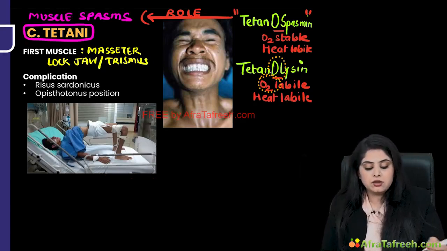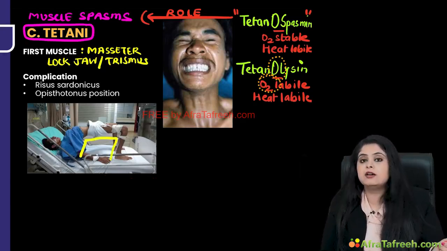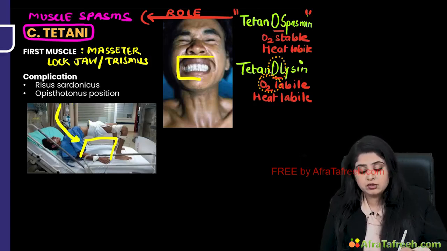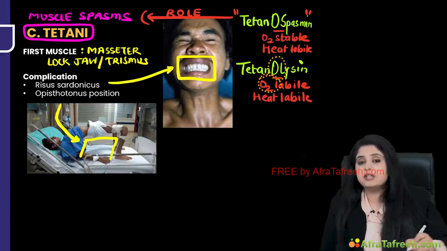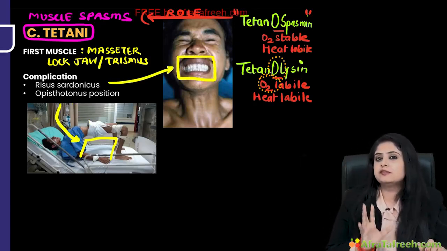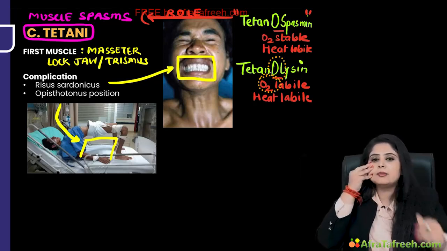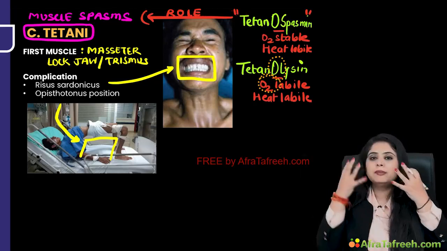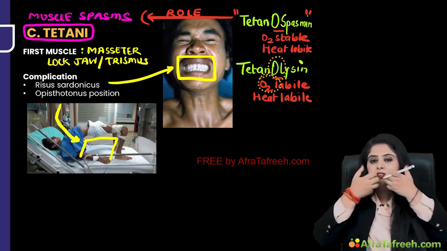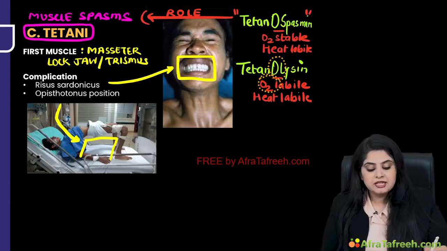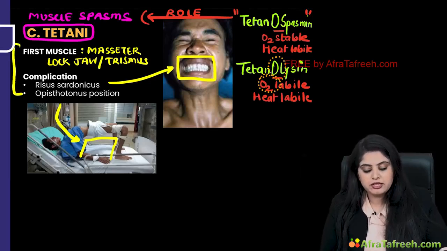Other than that, look at these complications. You know the bow-like position that the patient has, that is known as the opisthotonus position. And then the patient looks as if he's smiling. Risus sardonicus, a sarcastic smile. It looks like he's smiling, but he's not. Only his face looks like that, because all the facial muscles have spasmed, pulling the lips so it looks as if he's smiling, but he's not. Okay? That is what you have to know with Clostridium tetani.